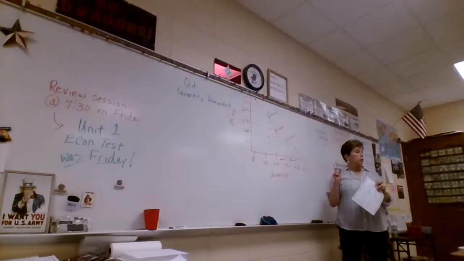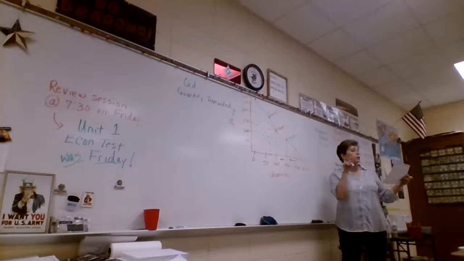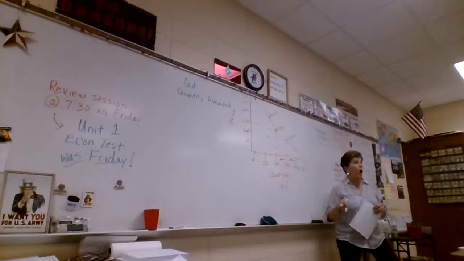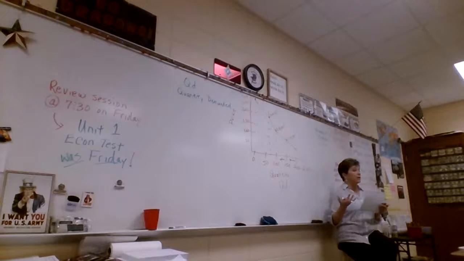Okay. So look at your first question on your sheet. Explain what happens as the price of candy bars increase. Demand will... As the price increases, demand will decrease. Very good. And what you've just plotted is quantity demanded. How many will sell at a certain price? How many will be demanded at a certain price? That is quantity demanded.